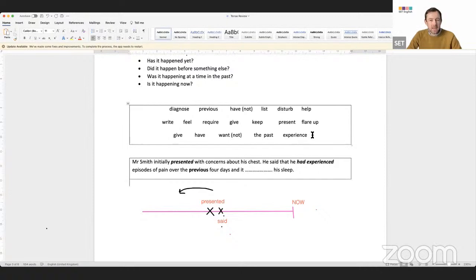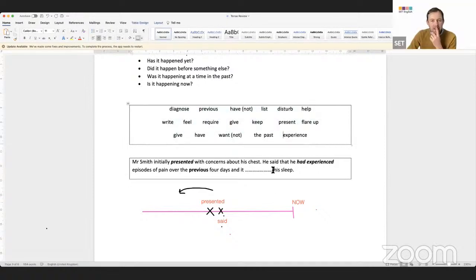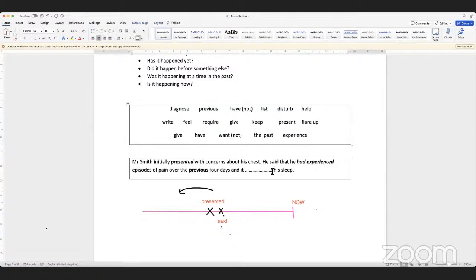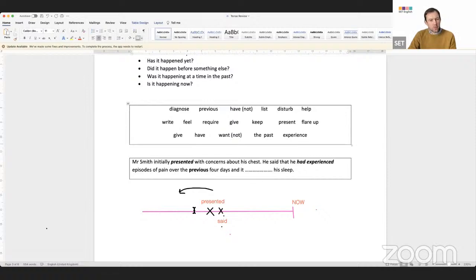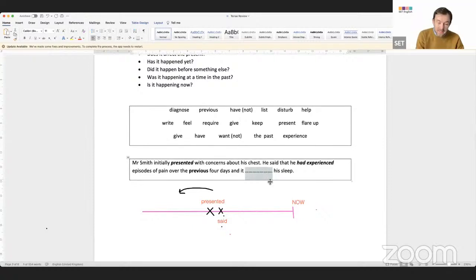First of all, vocabulary. Which of these? Disturb. Okay. So Maha, when was his sleep disturbed? At night. Yeah. But is it at the same time as presenting, after presenting, or before presenting? No, it's in the time period. It's still in the past. It's still in the past, and it had disturbed his sleep. Excellent. That works for me.